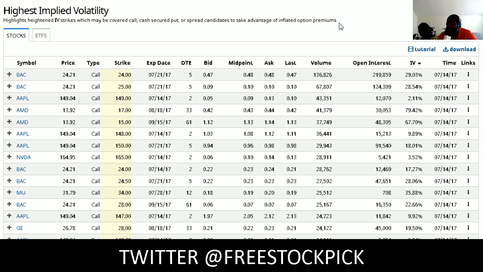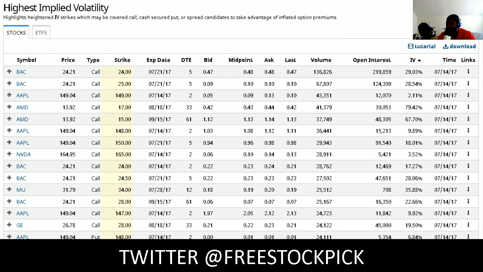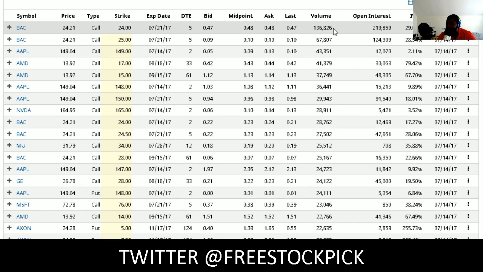I believe this is updated nightly, but I've been on the site for a while, and I've already seen it refresh itself, so it may even be live. Then there's volume, as I just mentioned, open interest, how many contracts already exist on the particular option, and our most important thing, implied volatility.